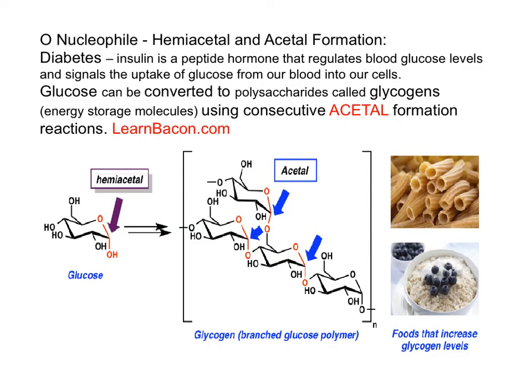Glucose, a hemiacetal, is converted to glycogen, an acetal. Insulin regulates our blood glucose levels. And pasta and oatmeal increase our glycogen levels.